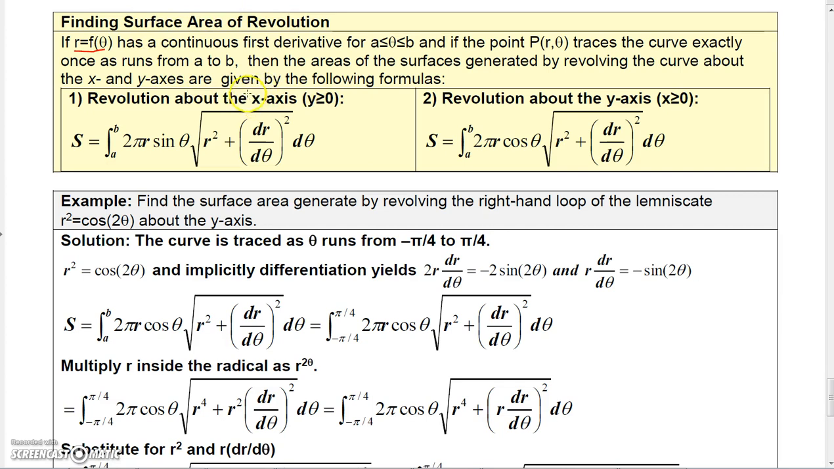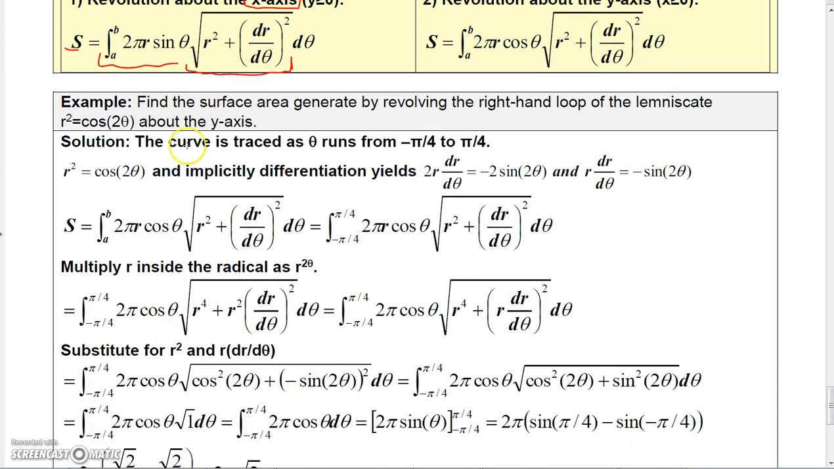So if revolving about the x-axis, the surface area generated would be the integral from A to B of 2 pi r sine theta times this same radical that we had a minute ago when we were doing the length. So it's the same radical in both of these integrals. Now, if you're going to revolve around the y-axis, the formula is 2 pi r cosine theta instead of sine theta. So let me go ahead and show you how this works.